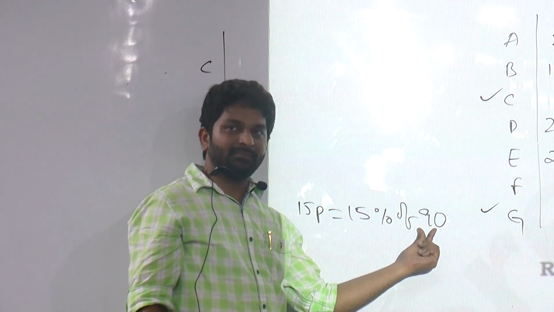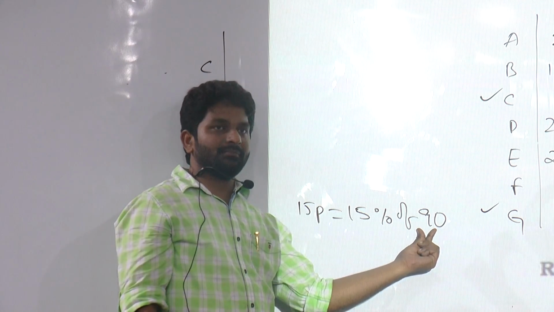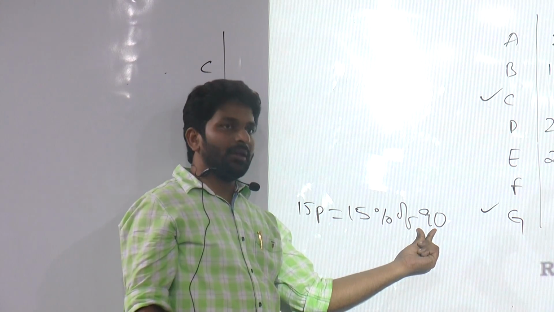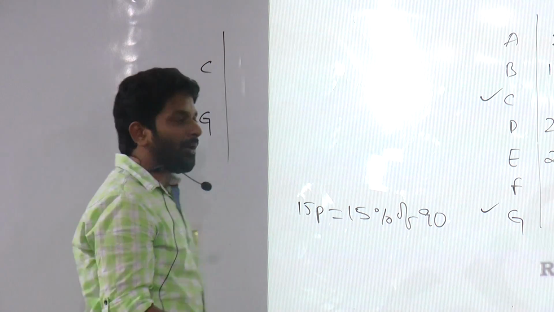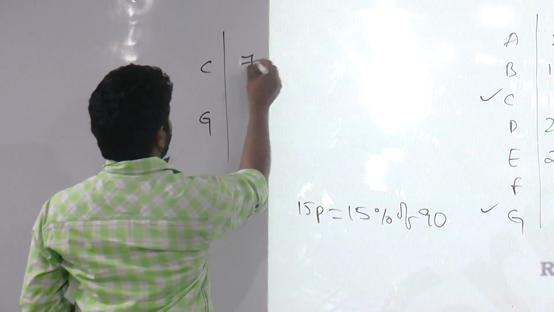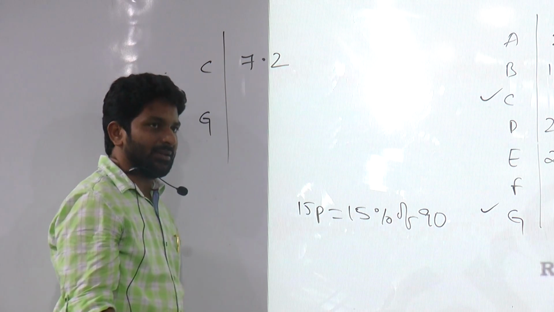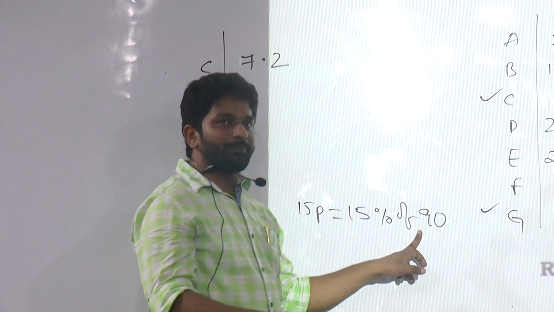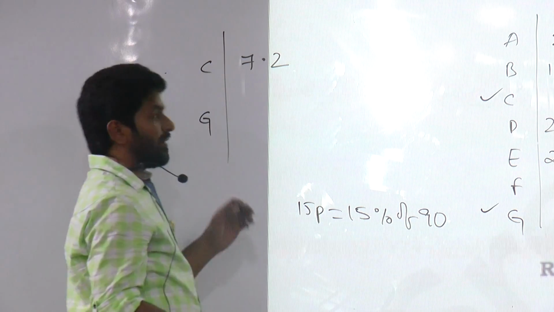10% is 9. 1% is 0.9. 8% will be 0.9 into 8. How much is that? 7.2. Male are 7.2 and female 7 parts. 1 part is 0.9. 7 parts is 0.9 into 7, 6.3.